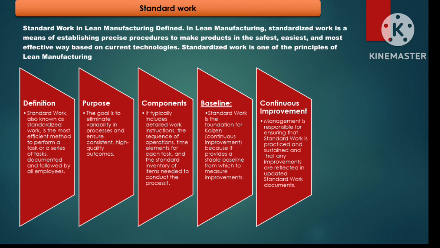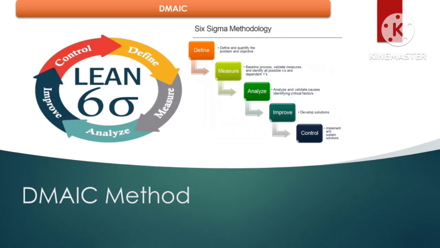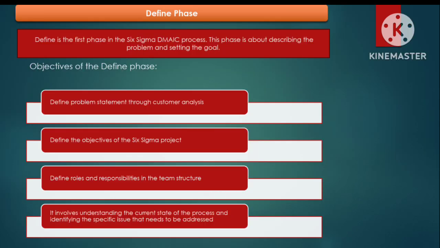Let's move on to DMAIC. DMAIC is a Six Sigma methodology, which provides a 5-step process and project improvement framework. It starts with define, measure, analyze, improve, and control. Let's deep dive into each one to understand in detail.